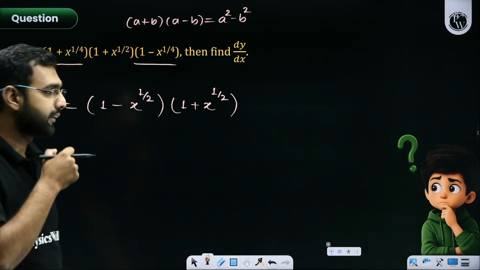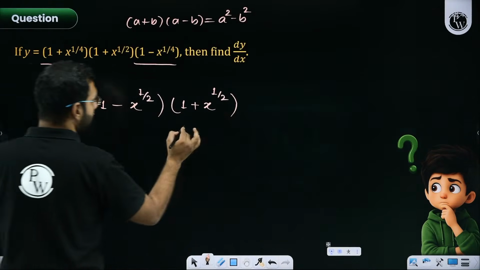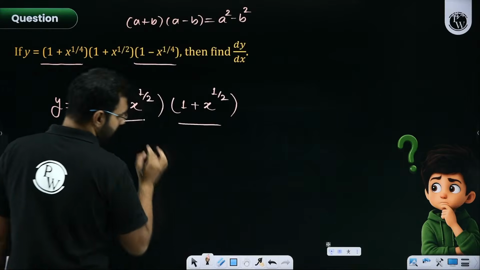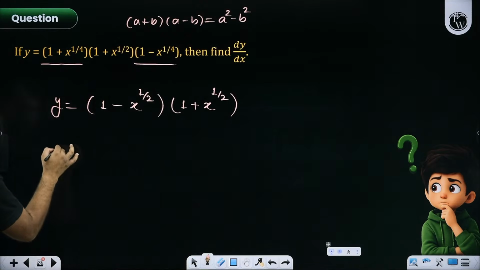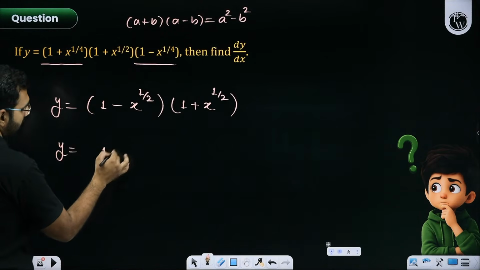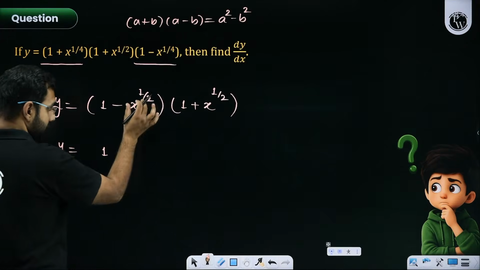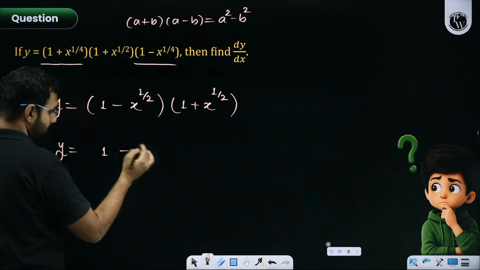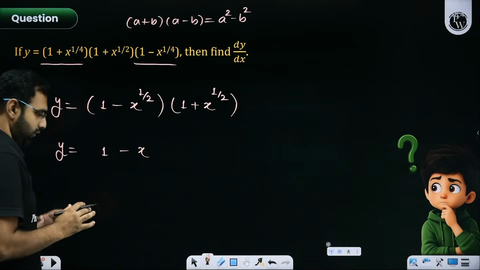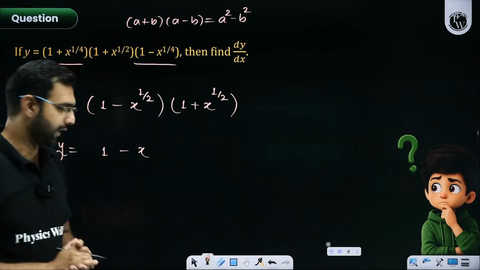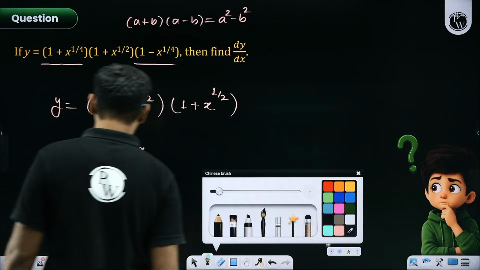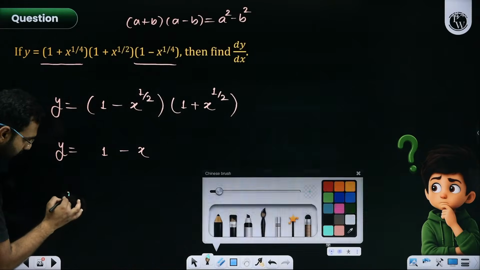That's good, Vijay. Brilliant. Now with this, we again apply the same identity, a plus b times a minus b. What is that? Again, a square minus b square. So it will become y is equal to 1 into 1, 1 minus this square. So x to the power 1 by 2 whole square is x. So first of all, this is the y. Great. Now, if this is the y, can you not differentiate it? So that's the easiest question from today's discussion.